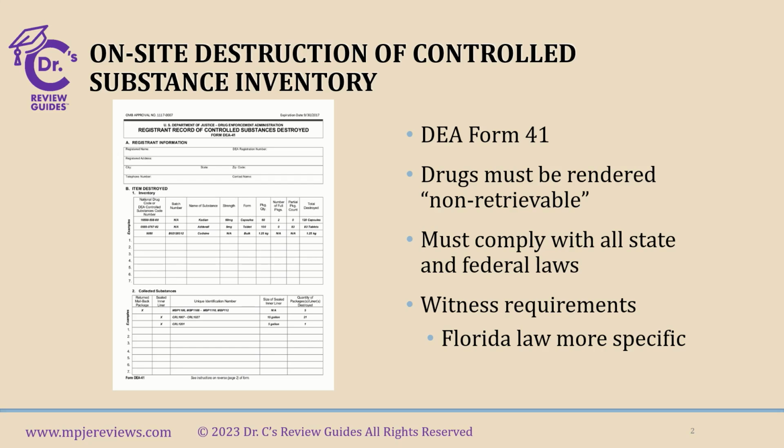But when you send controlled substances to a reverse distributor, you don't use Form 41 because you're not the one destroying the drugs. What are you doing in that case? Well, you're simply transferring the controlled substances from your pharmacy to another DEA registrant, the reverse distributor. So what's required to do that? As you learned in the previous lesson, any transfer or distribution of a controlled substance has to be documented with either a 222 form, if it's a Schedule II drug, or with an invoice, if it's a Schedule 3 through 5 drug.